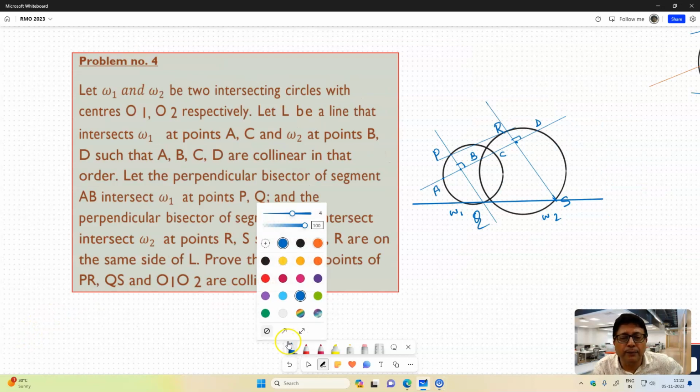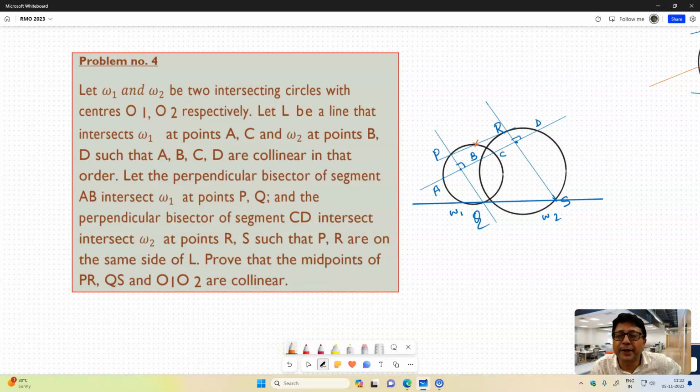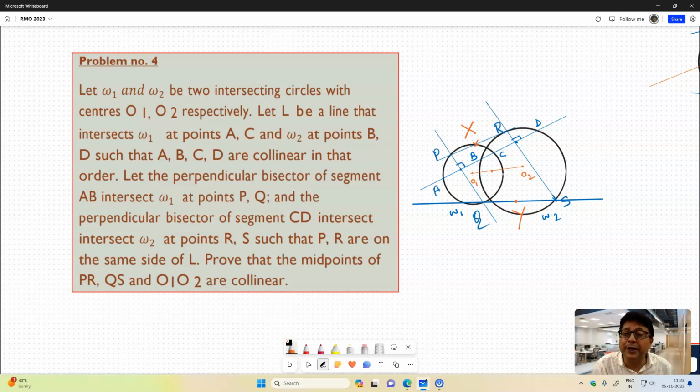Now you take the midpoint of PR; let this one be X. The midpoint of QS, let this one be Y. The centers of the two circles are like this, O1 and O2. Join the midpoint of O1, O2. If the midpoint of O1, O2 is a point like this, on the line joining X and Y, that is, if you can prove that this is the midpoint of O1, O2, then it is done.